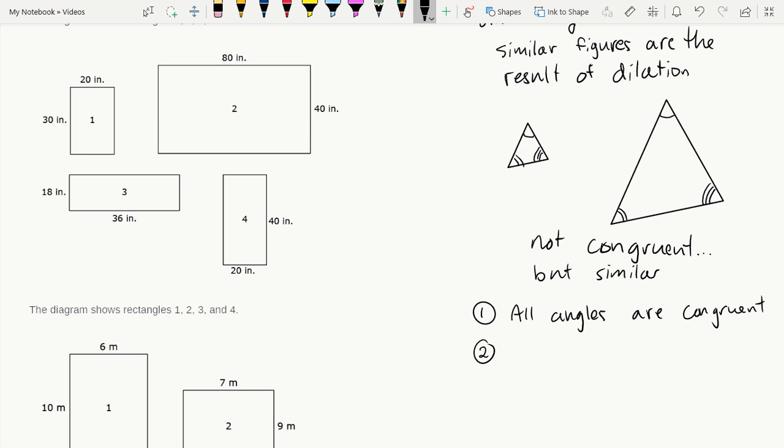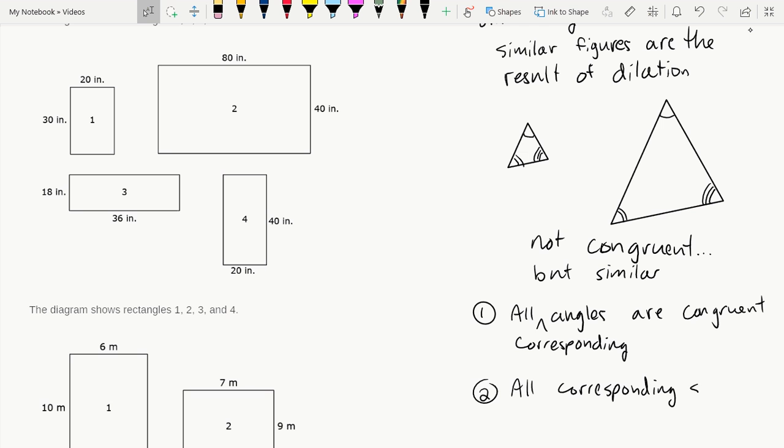The second thing you have to know is, wait, I'm going to put a word in here actually. All corresponding angles are congruent. That's actually really important. And then also all corresponding sides are proportional.